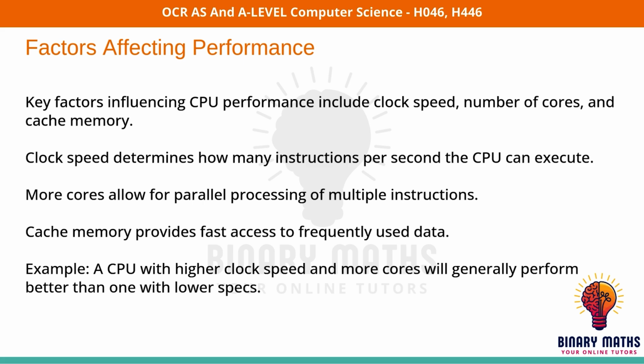Additionally, larger cache memory can significantly reduce the time it takes for the CPU to access data, further enhancing performance. These factors work together to determine the overall speed and efficiency of the CPU.